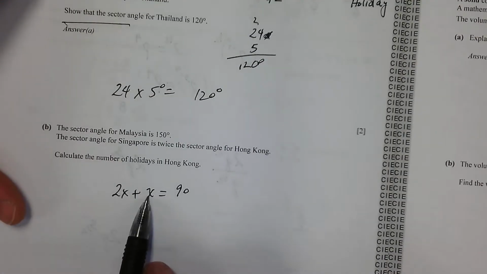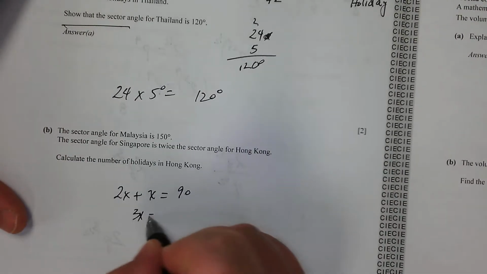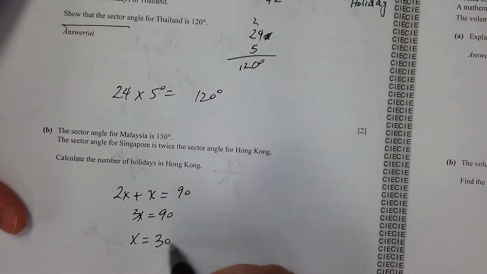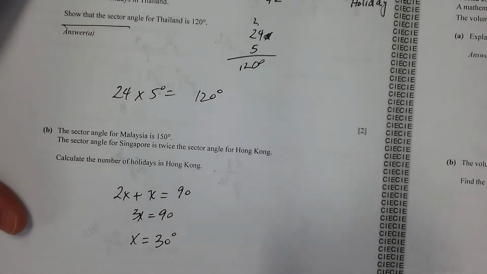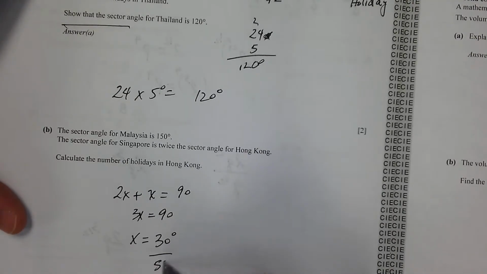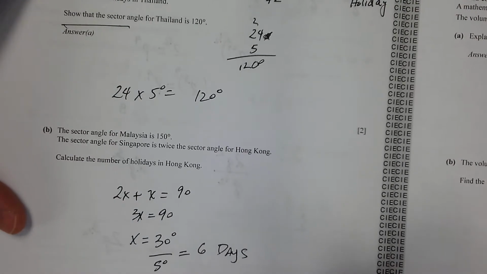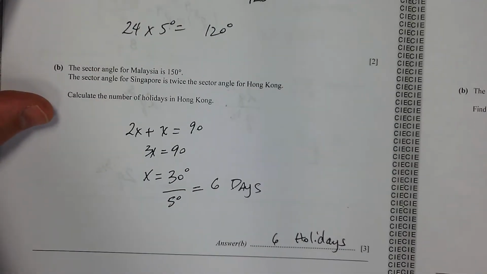So Singapore plus Hong Kong, and we can solve this for x. So we get 3x equals 90. So x equals 30 degrees. Now that's how many degrees it is. It's not how many holidays. But we already know that it's 5 degrees per holiday. So that's 6 holidays. Boom, done. 6 holidays. All right, moving on to the next one.